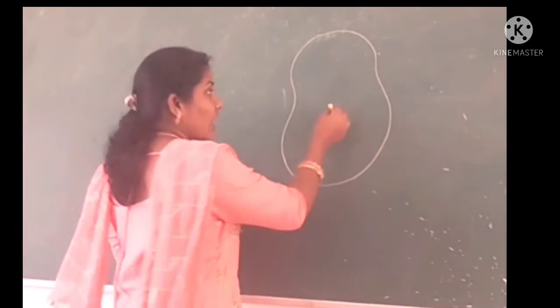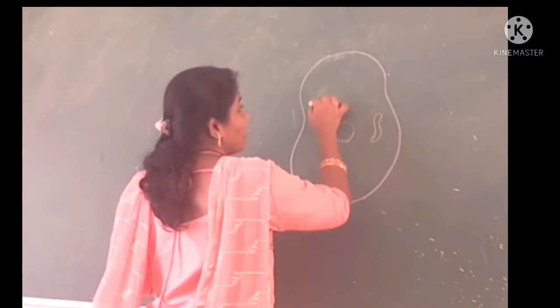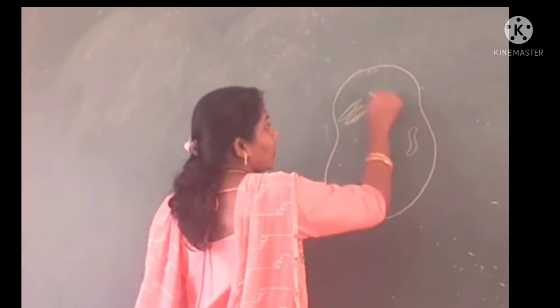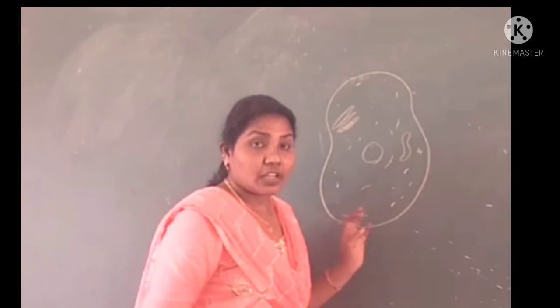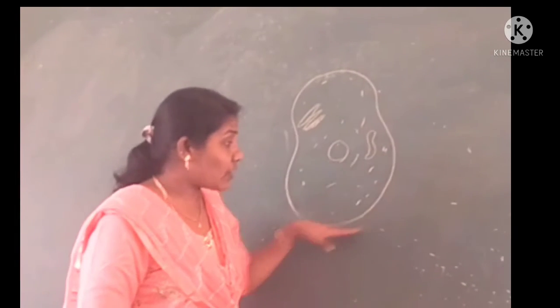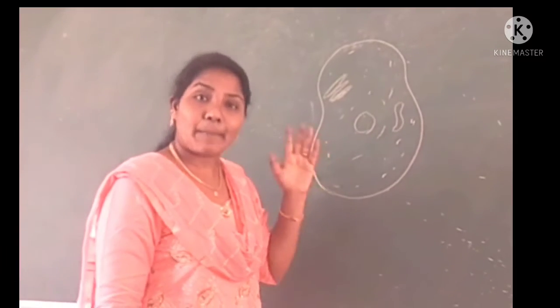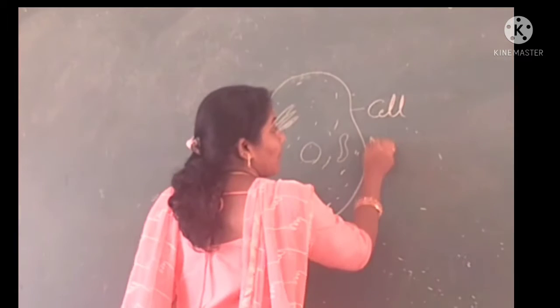Then we will draw the nucleus, mitochondria, Golgi complex, etc., and cytoplasm. The outer membrane of the cell is called the cell membrane. So this is the cell membrane.